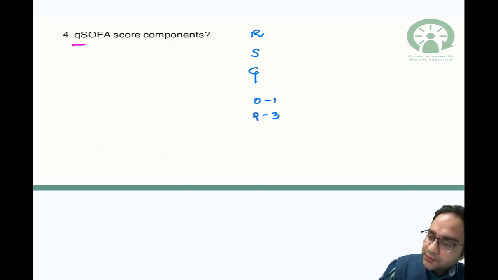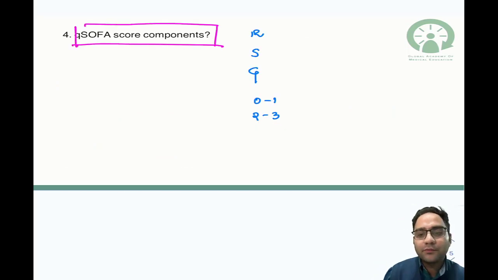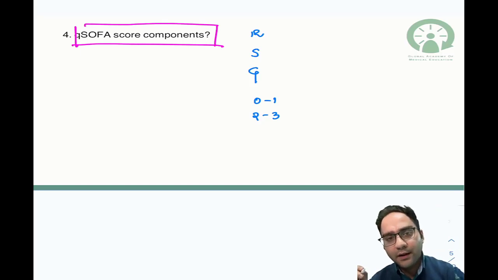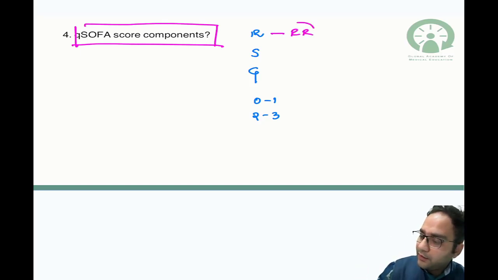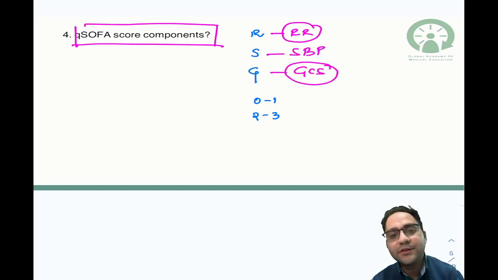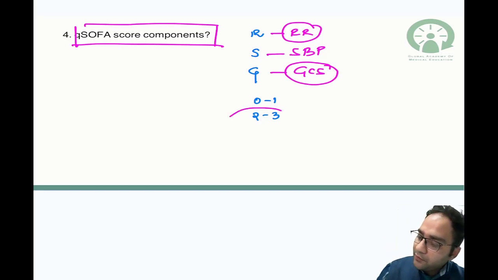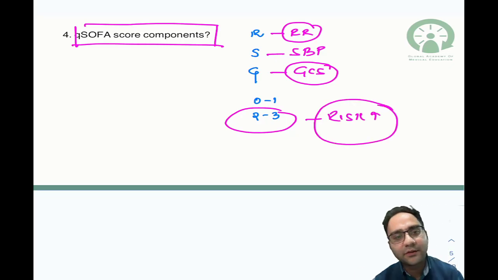Next, the question was asked on the components of the Q-SOFA score. The components are respiratory rate, SBP, and the GCS. Right? So if you have a score of 2 to 3, it suggests increased risk of sepsis. So these were the components of Q-SOFA score that were asked. You have to remember RSG: respiratory rate, systolic blood pressure, and the GCS, right? So anything that was out of these three options would be your answer.